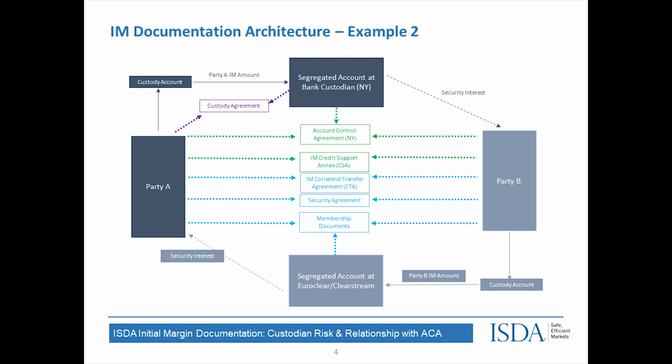In this example, we still have one bank custodian who is located in New York, but the custodian for Party B is actually Euroclear or Clearstream in the example. And what that means and how that affects the documentation, getting back to one of the high-level points for Reg IM negotiations that we wanted to touch on today, is how the choice of custodian will impact the documentation that needs to be put in place. You'll see that the parties now cannot rely on just putting in place a single IM credit support annex, but they will be required to put in place the IM collateral transfer agreement as well as a security agreement.